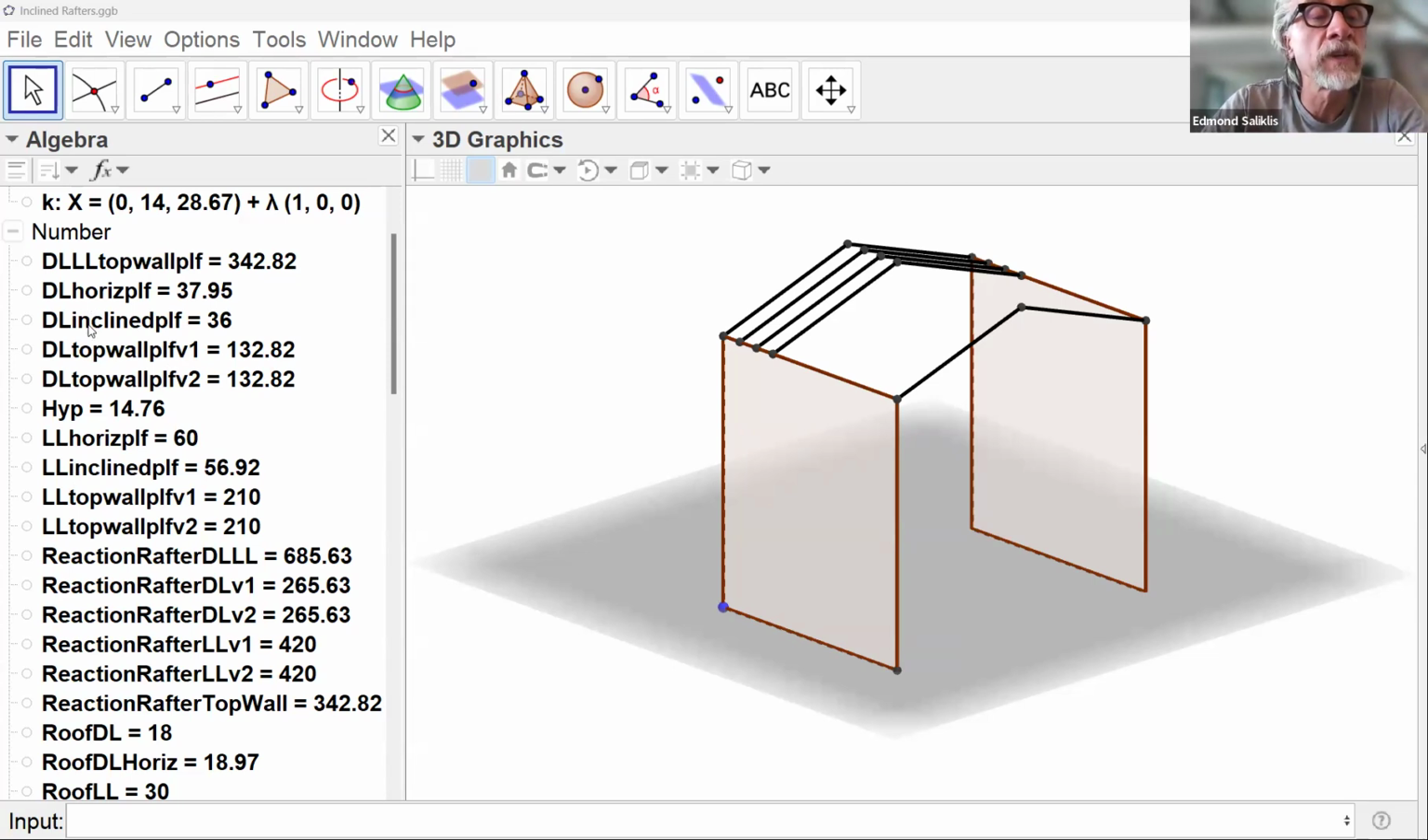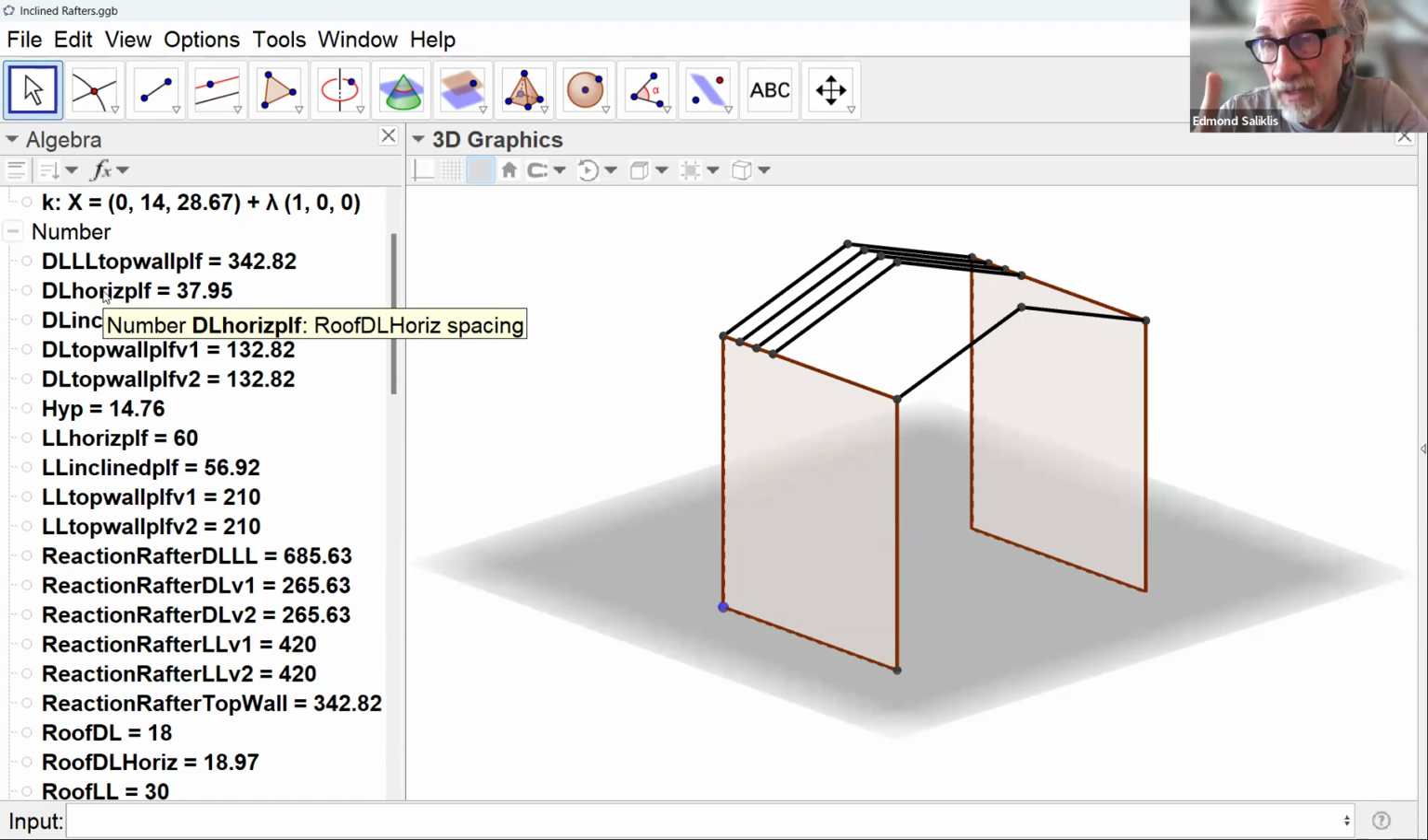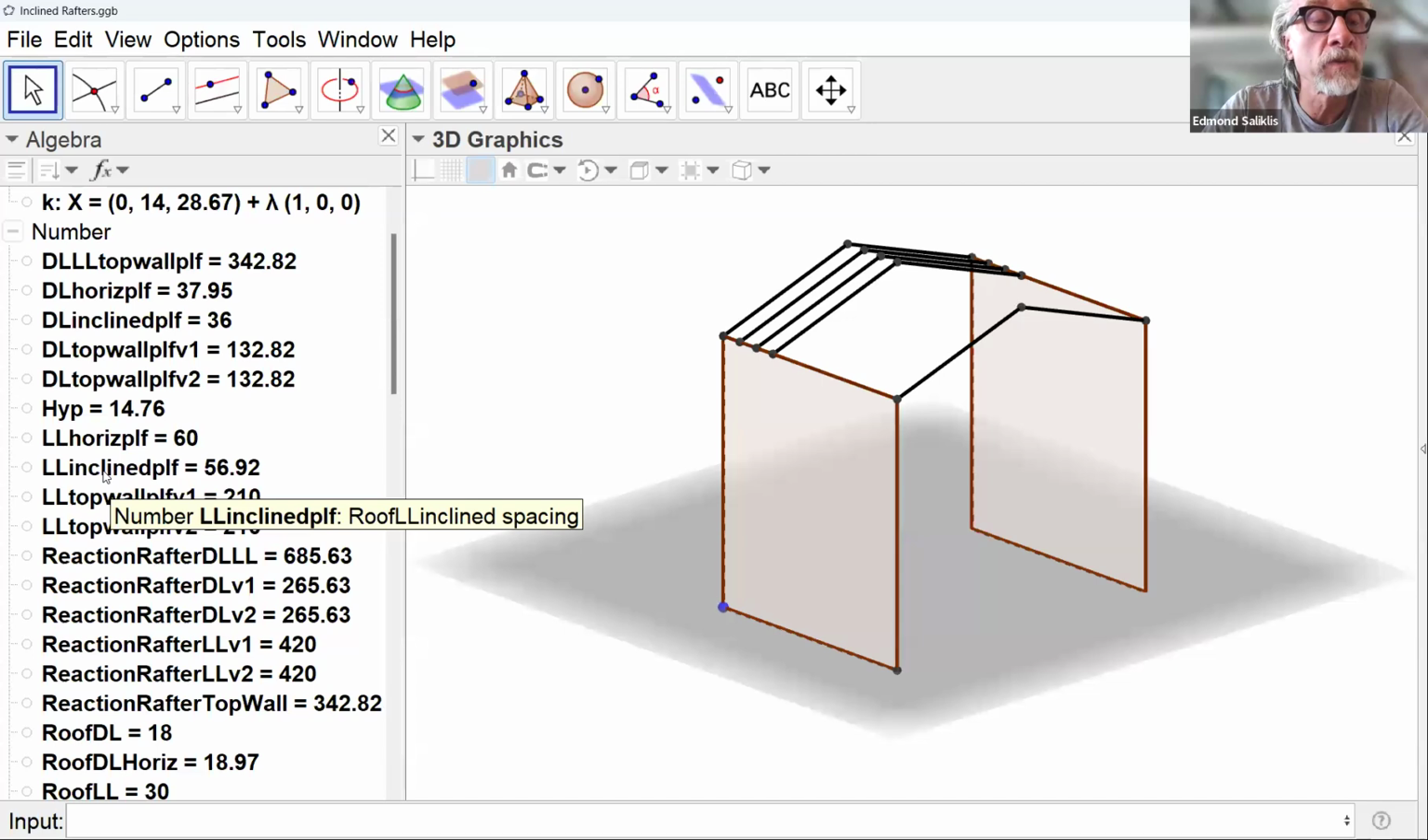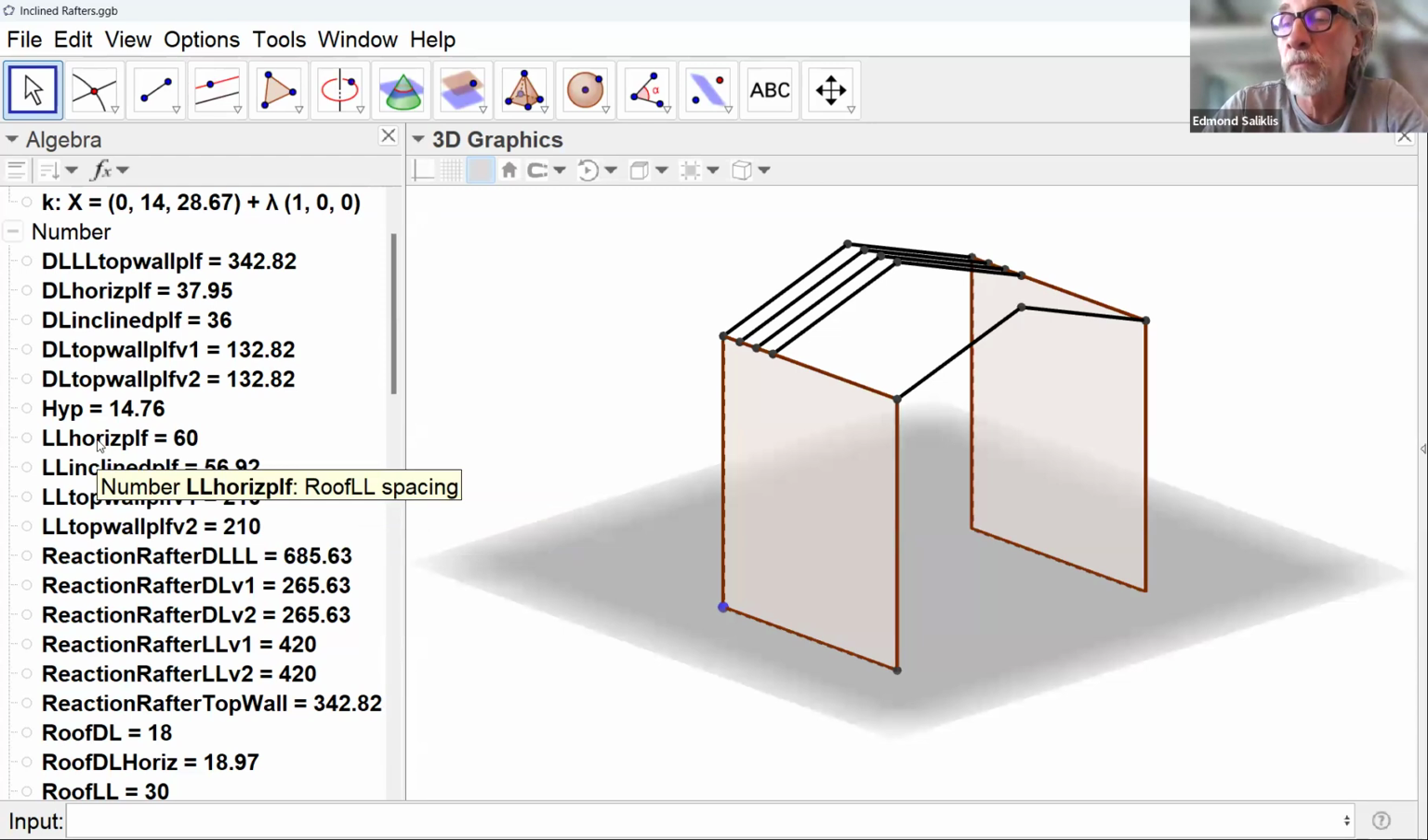Okay, so that was dead load, inclined force per length. Remember, that's a given here. Dead load horizontal was a number that I calculated and I multiplied it by the spacing. Let's do this one. Live load horizontal force per length. That's simply the roof live load, which is on the horizontal plane, multiplied by the spacing. The inclined is that second number, that force per length squared, multiplied by the spacing.